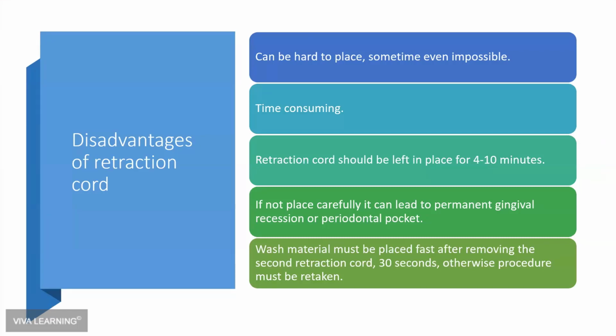The retraction cord has some main disadvantages. It can be, in some cases, hard or even impossible to place without breaking the ligaments. It takes a lot of time. For me, because I don't have a lot of practice in prosthodontics, it takes a lot of time. Usually the retraction cord should be left in place between 4 and 10 minutes. That's a huge amount of time. Then you have to remove it, and you have around 30 seconds to place the wash material into the sulcus and take the impression. Otherwise, you have to redo the procedure.